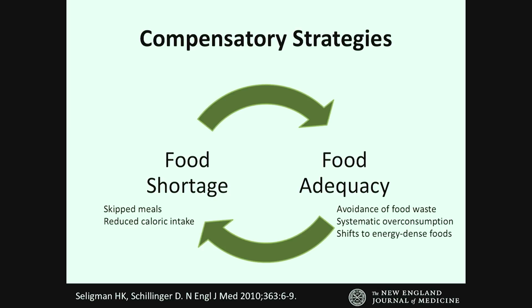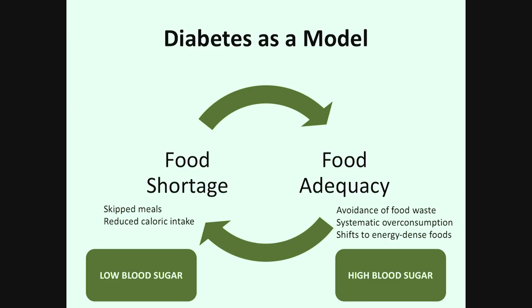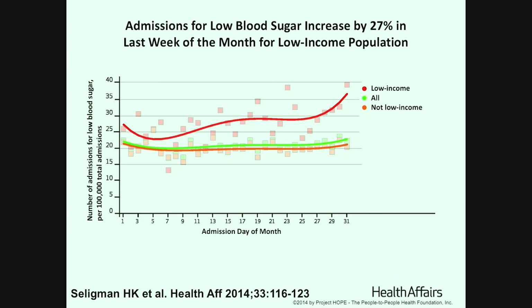During episodes of food shortage, you're much more likely to skip meals and reduce your caloric intake, while during episodes of food adequacy, you're much more likely to systematically overconsume and shift to energy-dense foods. We know that these coping strategies on the left can predispose you to low blood sugar, and on the right to high blood sugar. So the question really is, is food insecurity having an impact on people's blood sugar if they have diabetes? This was our study that looked at that question.